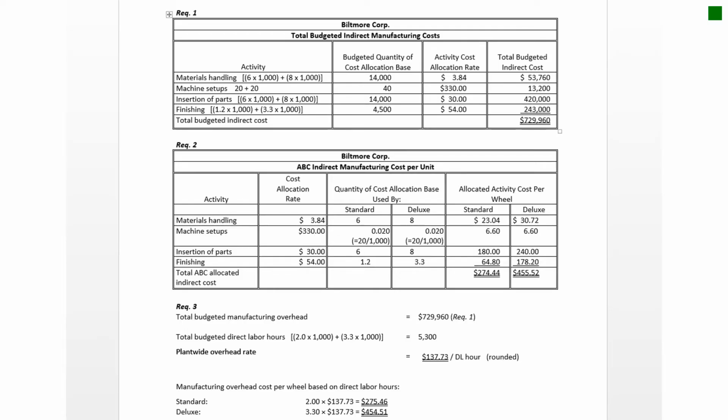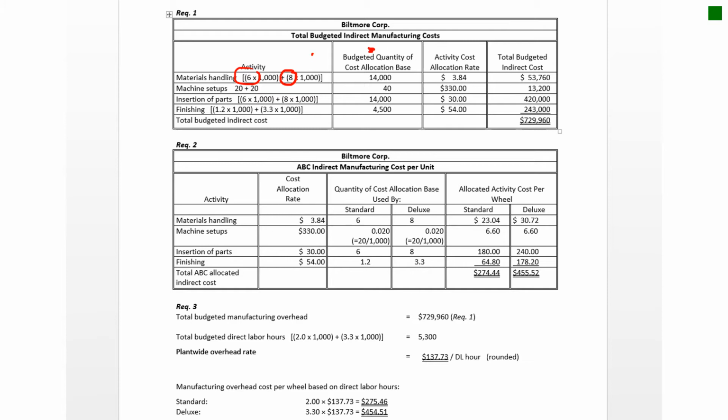Okay, so this is actually the solution, but let me walk you through this first part. This is the part where they're having you work it backwards because they did not give you the total budgeted overhead. What they gave you are these overhead rates right there. The way they're having you do this is going through the 4 individual activities they've identified. They've already given you these standard numbers in the problem. And so they're coming up with the budgeted quantity. For materials handling, they took 6 times 1,000 plus 8 times 1,000.